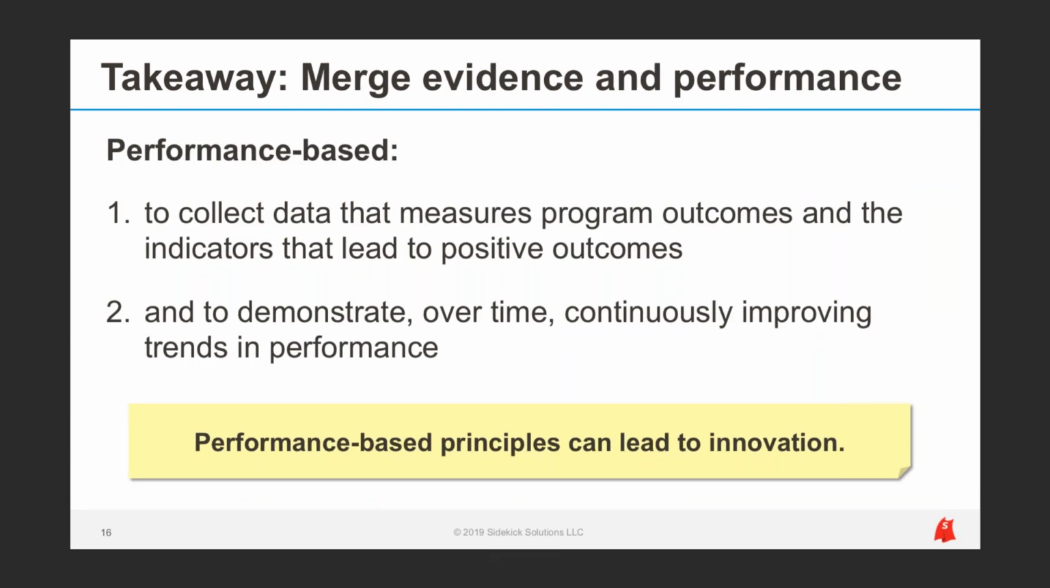So the next takeaway would be, consider merging evidence-based and performance-based principles. So while our model was informed by evidence-based practices through the research we did, the measurements of our theory of change is really performance-based, because we're testing our own theory of change. When we talk about performance-based, we're talking about the ability to collect and measure program outcomes and the indicators that lead to positive outcomes, or that lead to negative outcomes. So it's all about the learning process, and to demonstrate continuously improving outcomes through positive trends in performance.